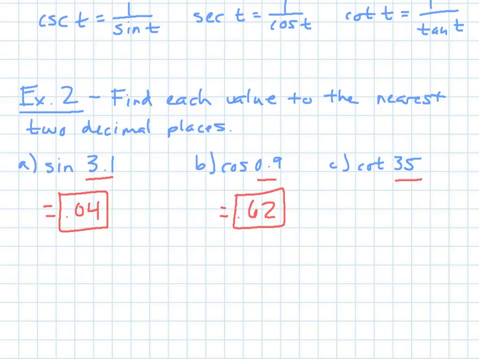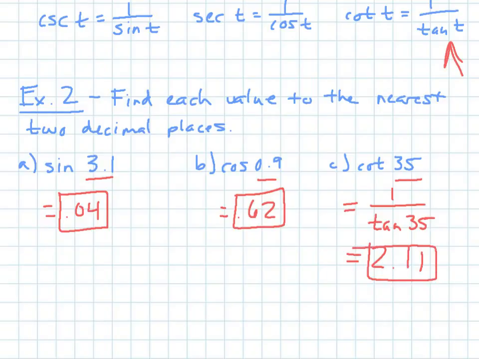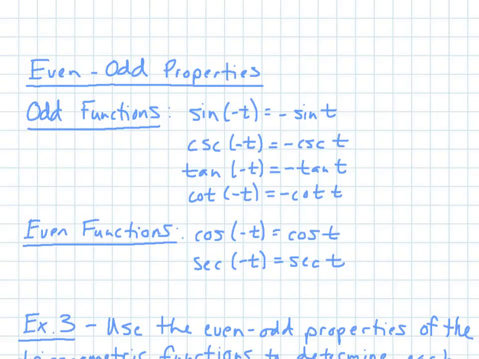And then cotangent of 35. Now cotangent, remember, is 1 over tangent. So this is the same thing as saying 1 over tangent of 35. So let's take 1 divided by tangent 35, close those parentheses. That gets me 2.11 for my ratio. Okay? Moving on to the next one.